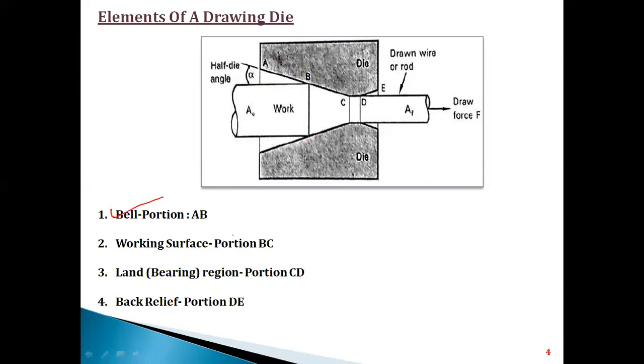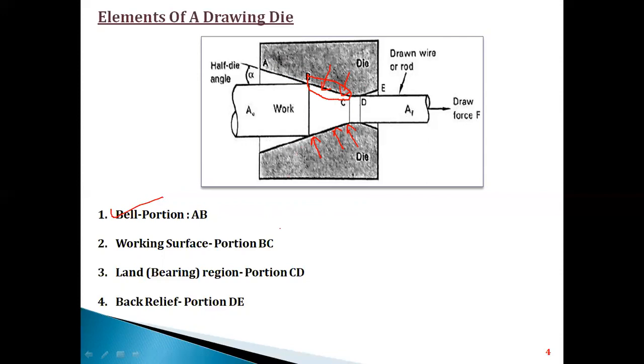Next comes the working surface, the portion from B to C. If you see here from B to C, the cross section area goes on decreasing, so it is a tapered portion itself. On this surface there are reaction forces developed by the die, along with compressive forces, especially in this region. Hence we call this the working surface. This is the surface where the plastic deformation happens, which is responsible for reducing the cross-section area of the work metal.